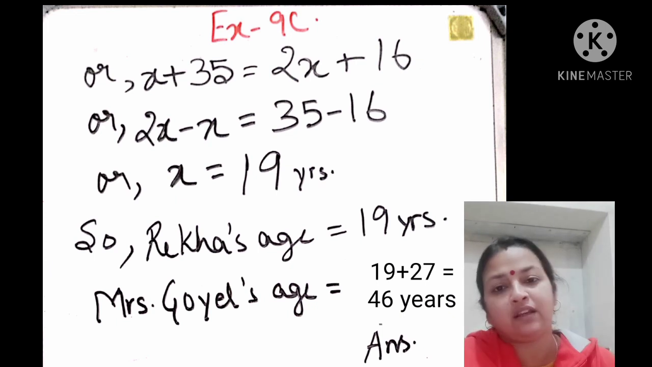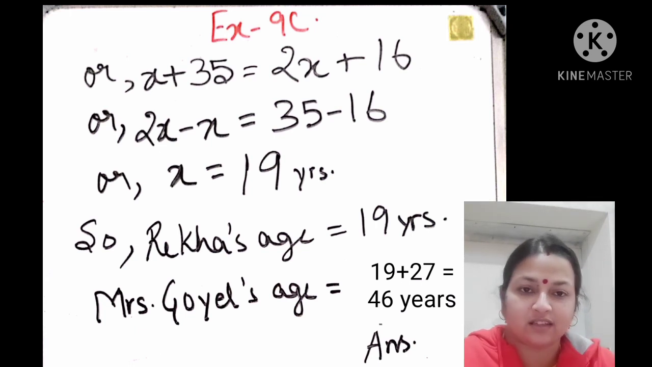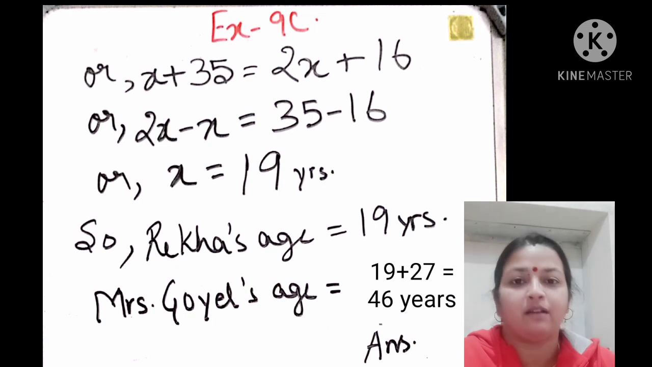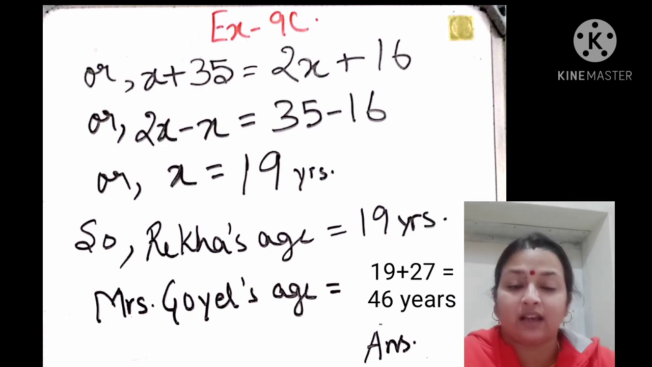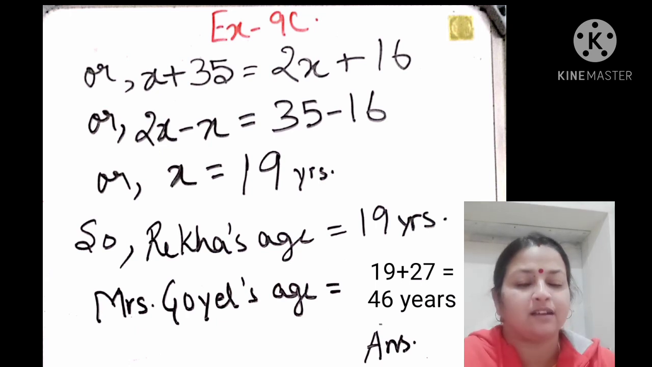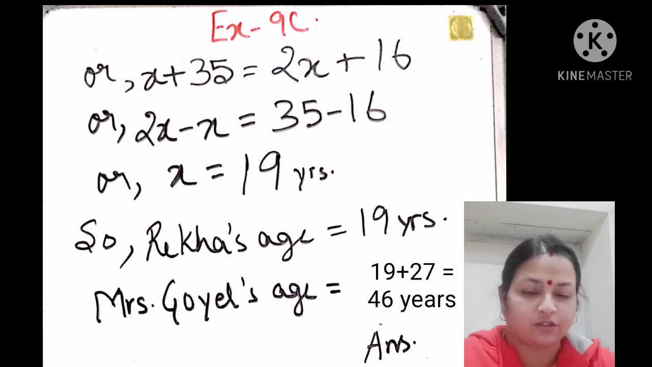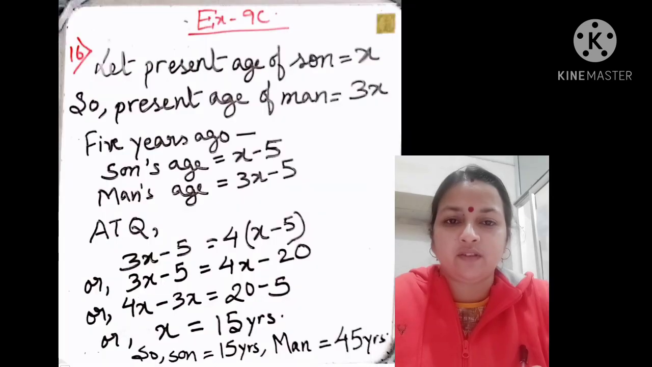Then we put the variables on one side. So 2x minus x is equal to 35 minus 16, or x is equal to 19 years. So Rekha's age is 19 years. And what will be Mrs. Goel's age? That is 19 plus 27, which is 46 years. Okay, let's start with the next question.